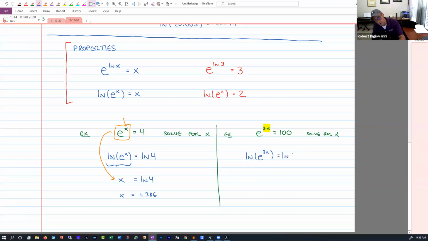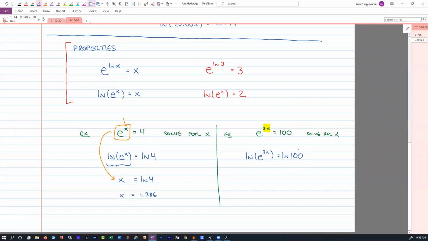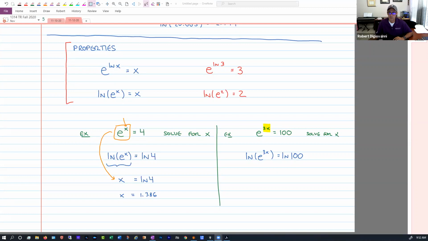I'm going to take natural log on the right side. Anybody have a question here? Oh, no question? Okay, and we're okay then with this? Take natural log on both sides? Okay, now can somebody tell me what the left-hand side turns into? It's not just x. What do you think? 3x.